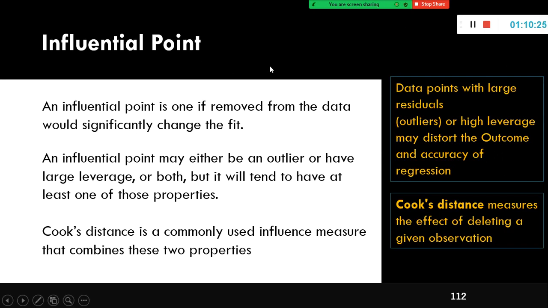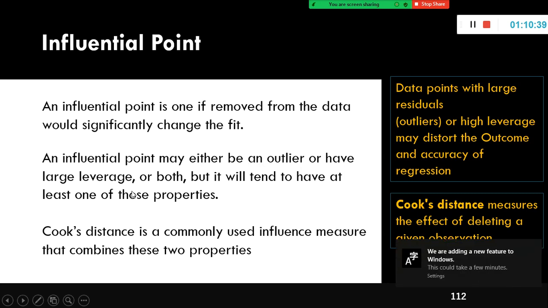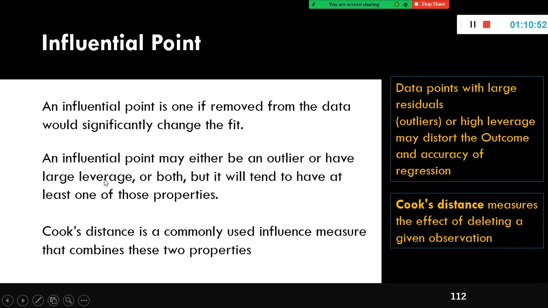If I remove the influential point, what will happen? It changes the fit. If you remove the influential point, the data would significantly change the fit. Any influential point may either be an outlier or have large leverage, or both, but it will tend to have at least one of these properties. Like I said, in the third scenario there was no outlier, but it has leverage. Leverage in the sense that it is influential.